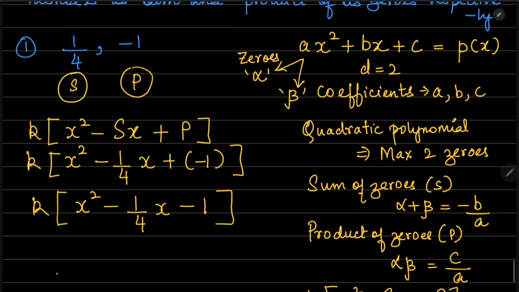You can take an LCM. When you take LCM, what will you have? 4 in the denominator. So here you will have 4x square minus x minus 4.